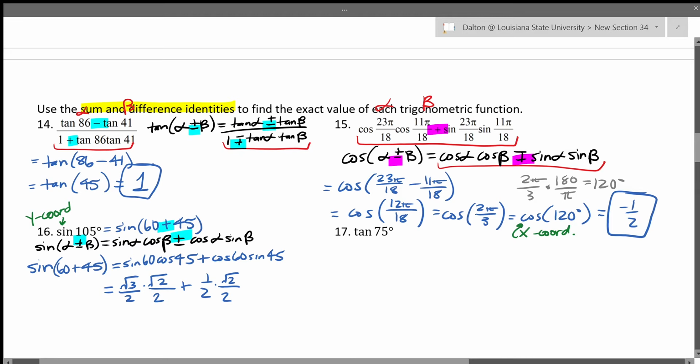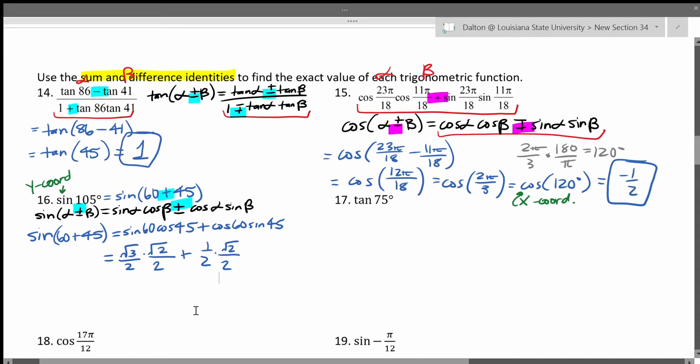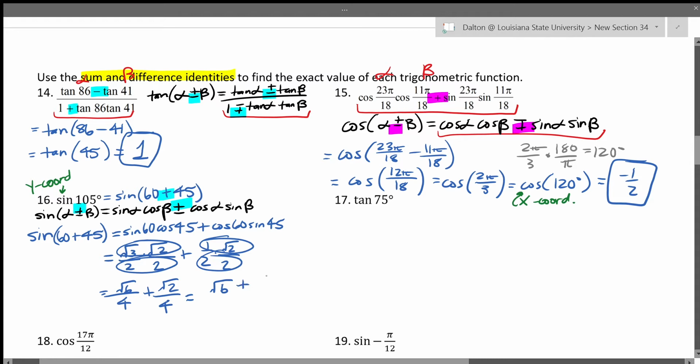And now your job here is just to clean things up a little bit. We can multiply these fractions straight across. So square root of 3 times square root of 2 is the square root of 6. In the denominator, 2 times 2 is 4. Plus, over here, 1 times square root of 2 is just square root of 2. And again, 2 times 2 is 4. Now these two fractions have common denominators, which means I can add their numerators: square root of 2 plus square root of 6 all over 4. Those are not like terms, right? Those radicals are not the same, so I cannot add them.